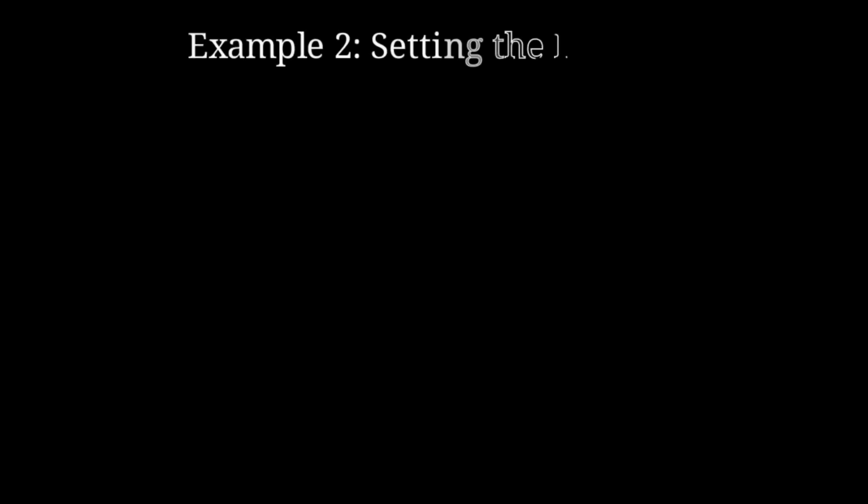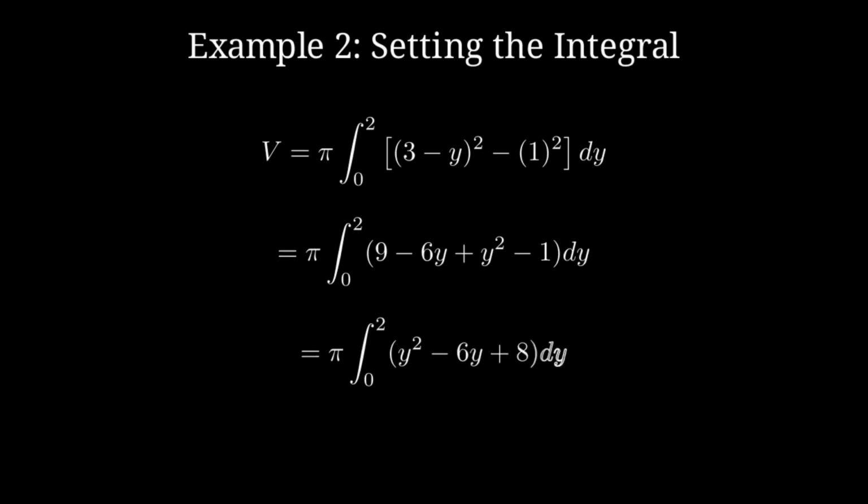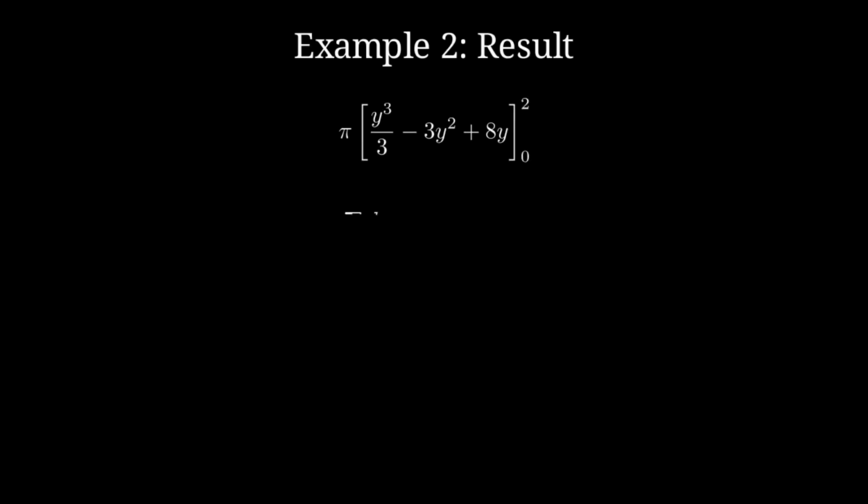Now we set up the integral from y equals 0 to y equals 2. We have pi times the integral of the quantity 3 minus y squared minus 1 squared. Expanding the binomial gives us 9 minus 6y plus y squared. Subtracting the 1 from the inner radius gives us our final integrand, y squared minus 6y plus 8. Integrating and evaluating at the bounds, we find the volume is 20 pi over 3.